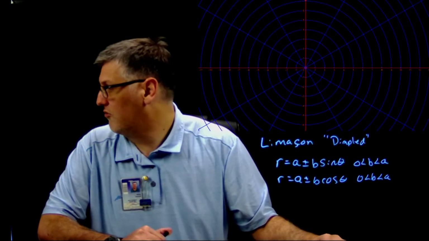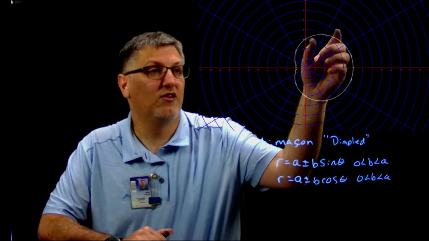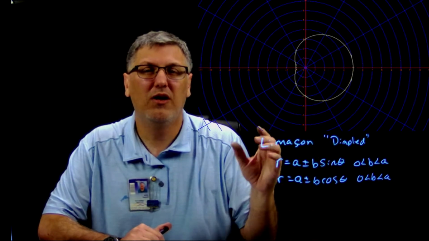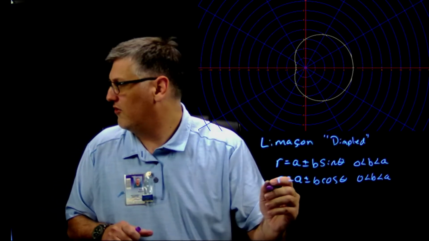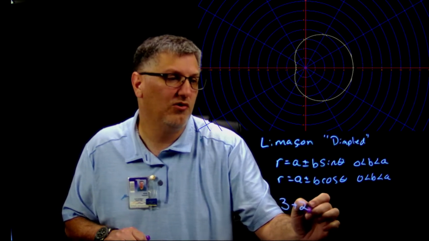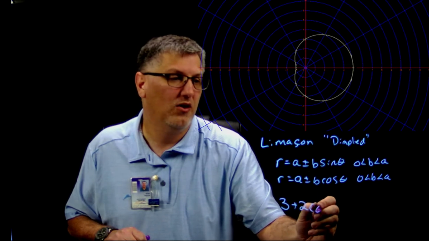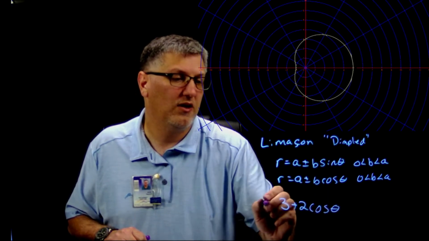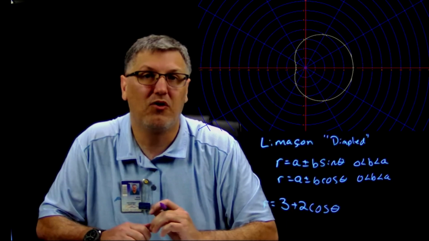And what that actually looks like is this, where it kind of looks like a cardioid, but it doesn't have that really defined little sharp point. So the equation of this one is r equals 3 plus 2, and because I'm along the x-axis, of course, that's going to be cosine theta. So that's the equation of the actual dimpled limaçon I have here.